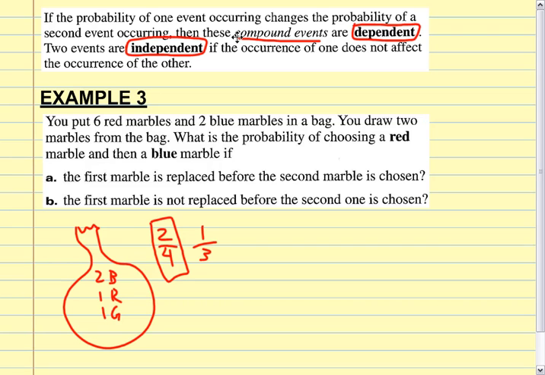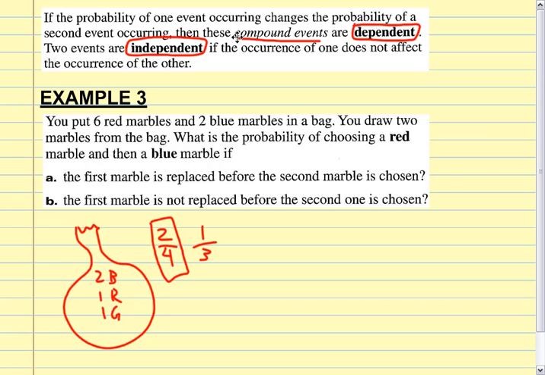Do you see what I'm saying? Because what would the probability of choosing a green have been at the very beginning? 1 out of 4. But since I chose 1 already and I pulled it out, now it's 1 out of 3. Do you see how these are dependent on each other? The second one's dependent on the first one.